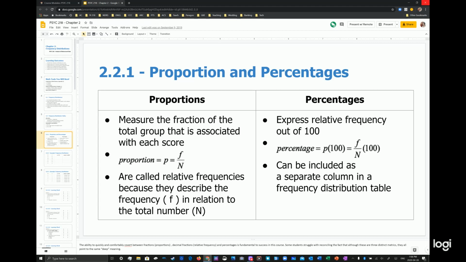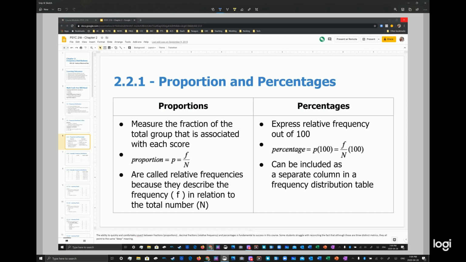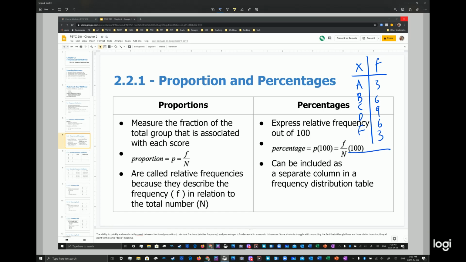Let's say there were 3 plus 6 plus 9 plus... I'll actually write this down to give you an idea. So if in the class, and I'll write this frequency distribution again, A, B, C, D, E, F. There's no E. So 3, 6, 9, 6, 3. So there would be a total here. Take a moment and calculate that. Oh, 27. Pretty easy, right?